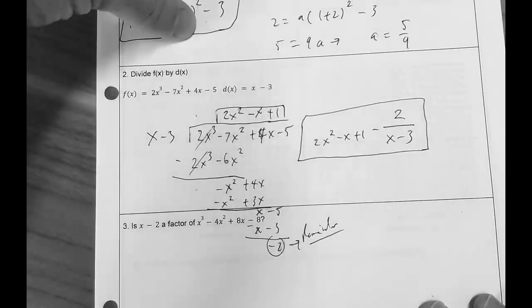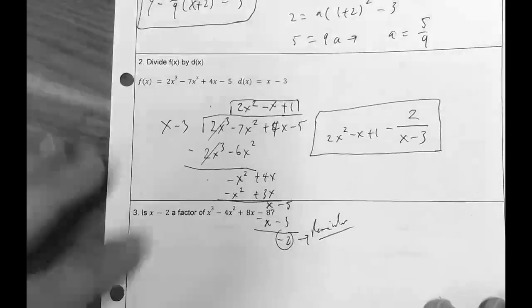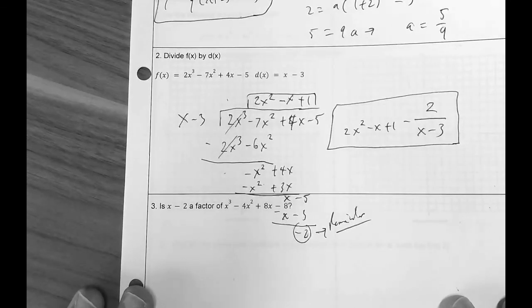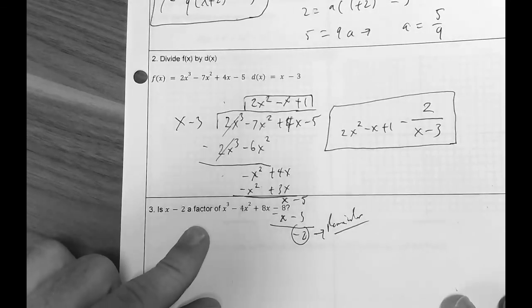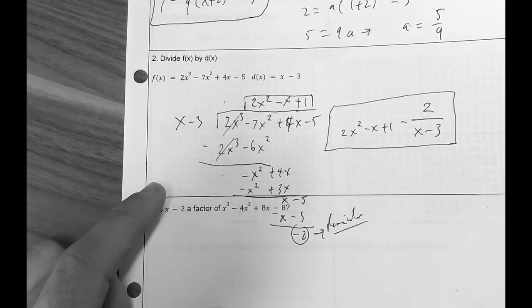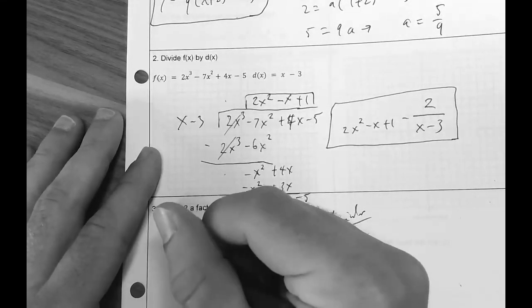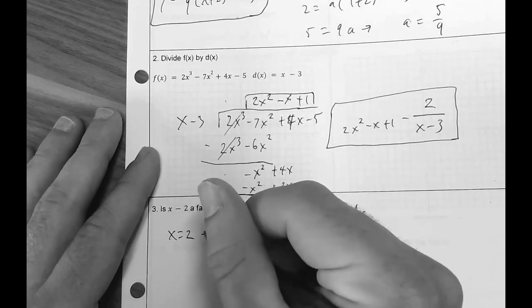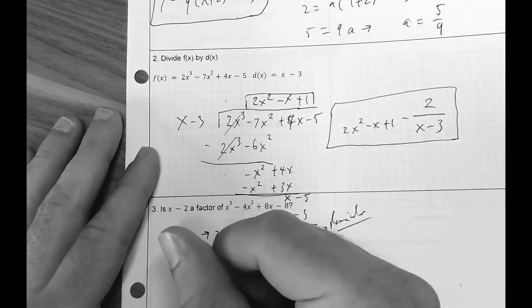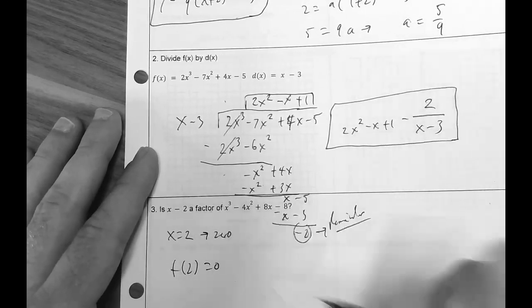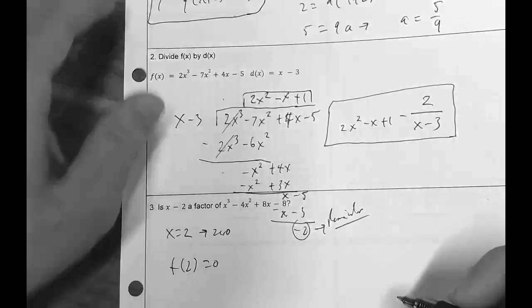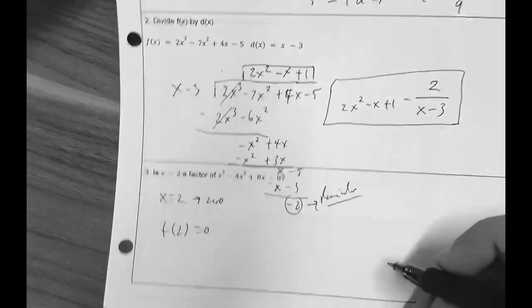Three: is x minus 2 a factor of x to the third minus 4x squared plus 8x minus 8? One way you could do this is you could divide it, and if you did not get a remainder, you would know that it's a factor. Another way you could do it is the idea that this means that x equals 2 is a zero, and so that means that f of 2 must equal 0. So we can just see if that's true. If f of 2 equals 0, then it's a factor.